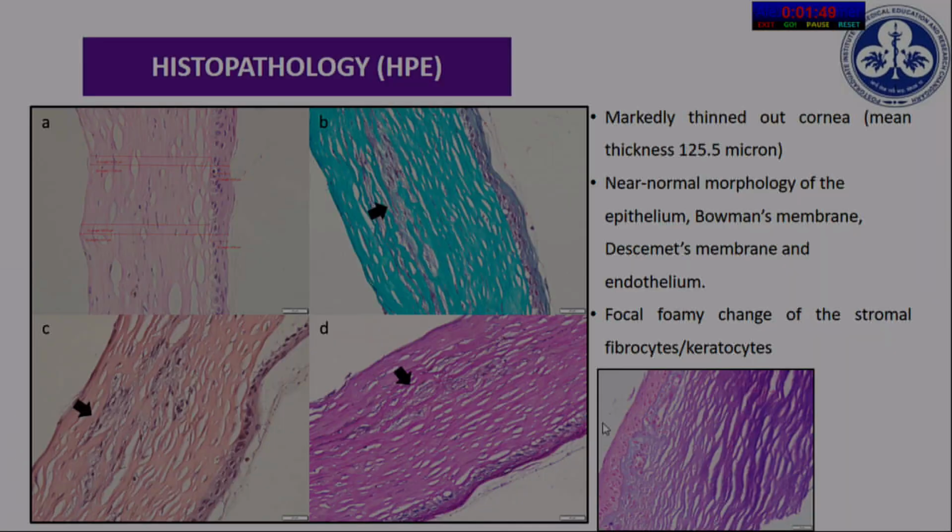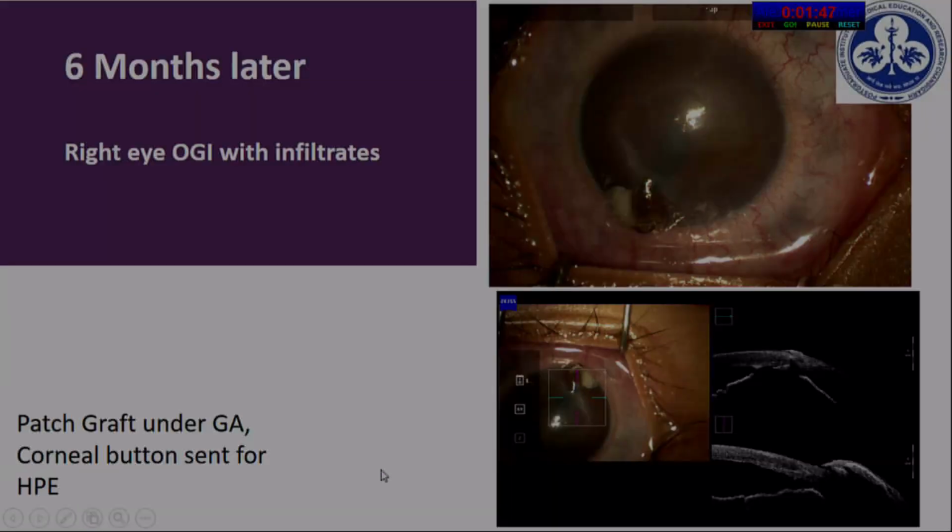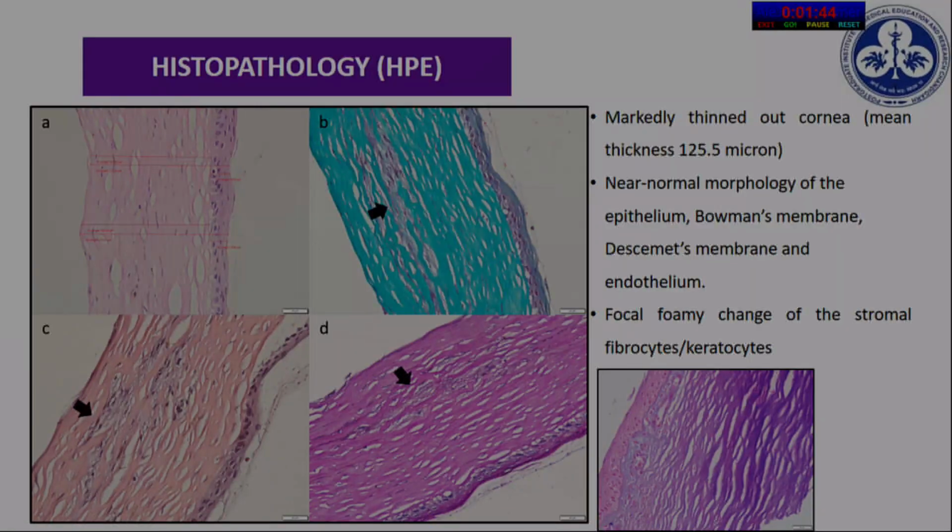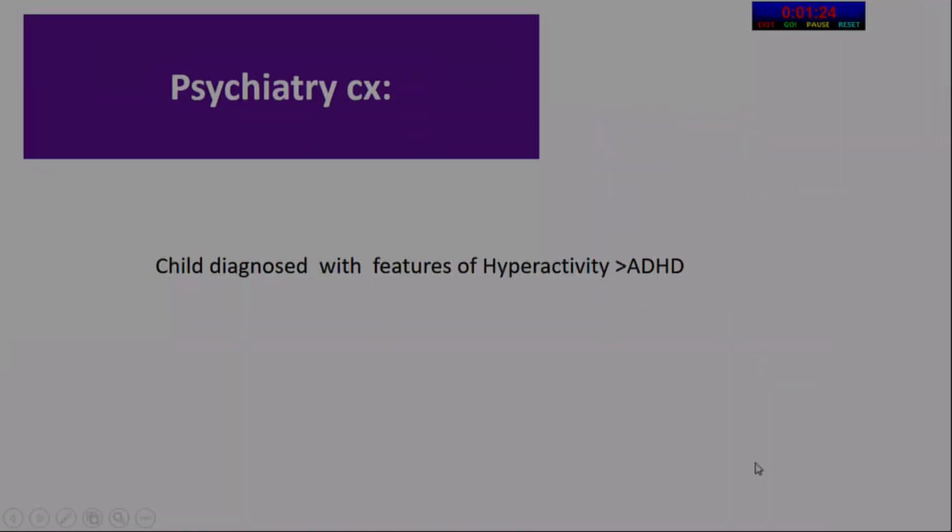Ultimately this required a patch graft, and we sent the tissue for histopathological examination, which showed a markedly thinned-out cornea with a thickness similar to our Pentacam finding, around 126 microns. But the epithelium, endothelium and Bowman's membrane were otherwise normal, with a few foamy stromal changes on all stains: the Congo red stain, the Masson's stain, PAS stain, and Alcian blue. Because the child had hyperactivity, we even got him evaluated by a psychiatrist, who diagnosed features of hyperactivity in the ADHD spectrum.